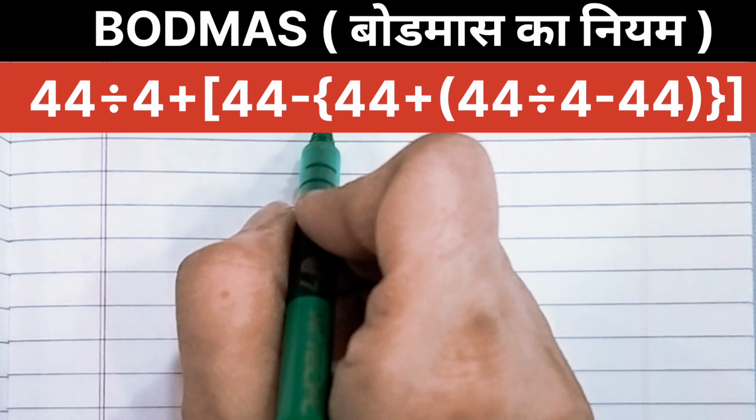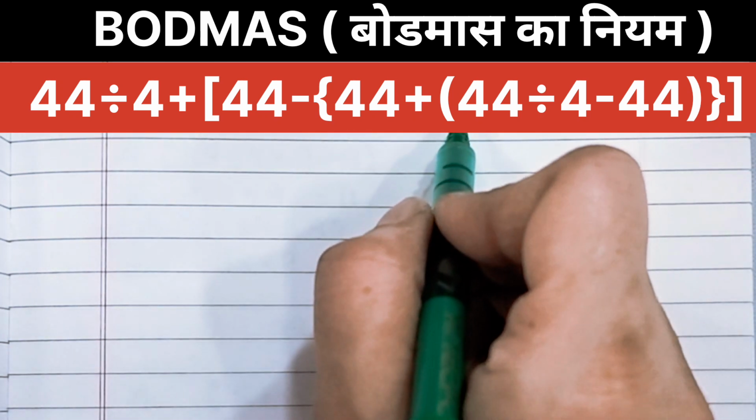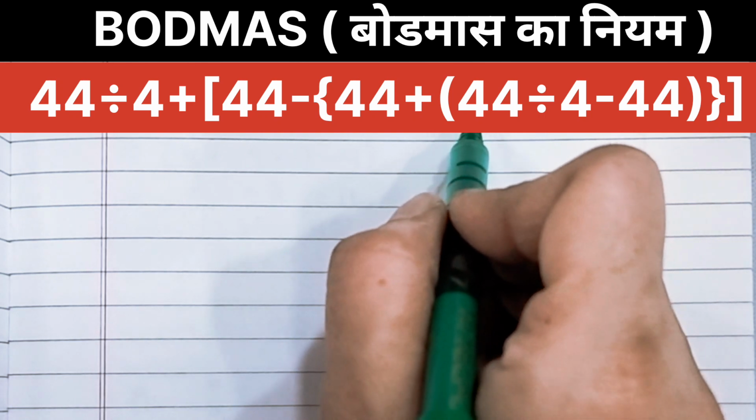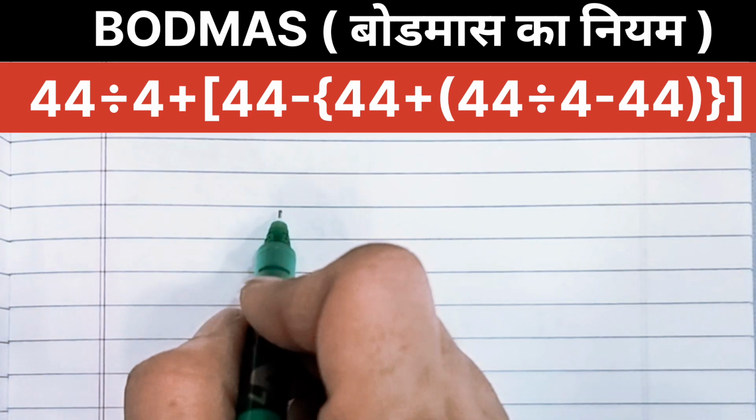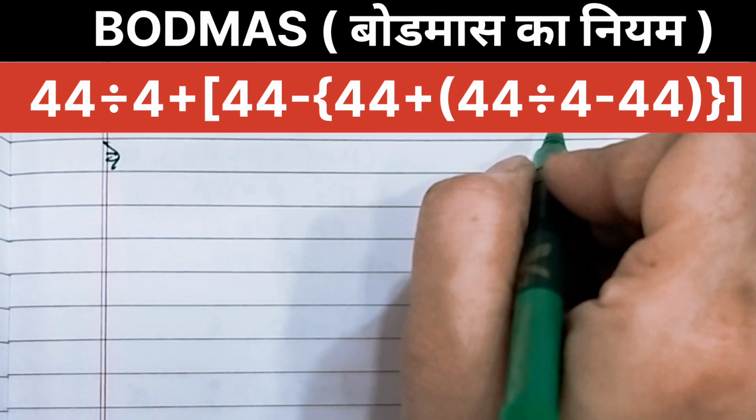Now to solve this expression we follow the BODMAS rule, which dictates the order of operations. B stands for brackets: small bracket, curly bracket, then square bracket. O stands for of, then division, multiplication, addition and subtraction. Now here is the expression. We'll break it down with a step-by-step solution.